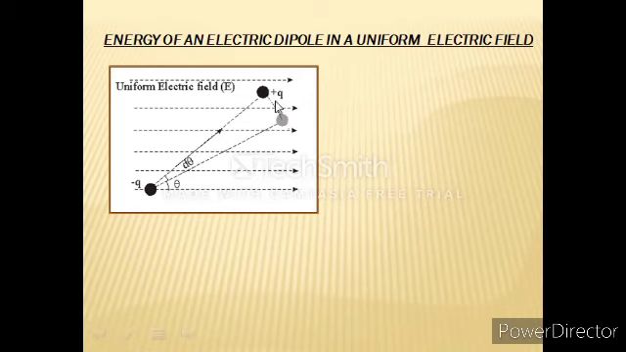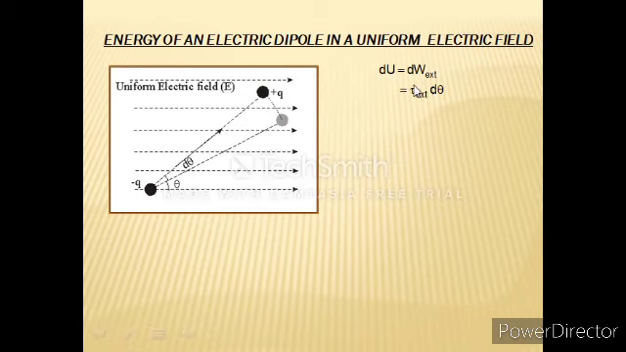While making it turn this way, some external agent has to do work, and that work done gets stored in the system as its energy. So we can say here increase in energy dU is equal to work done by external agent. Basic formula for work is force into displacement, but here there is rotation. So instead of force into displacement, we'll use torque into angular displacement.